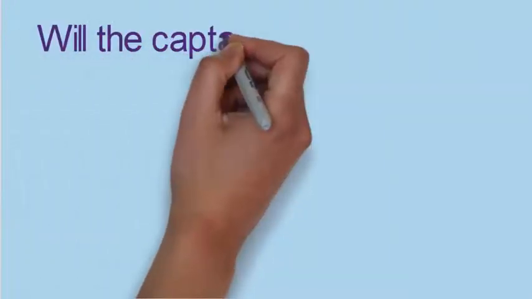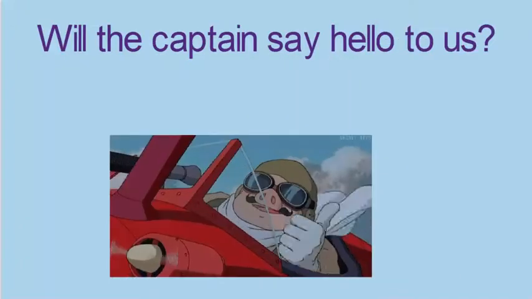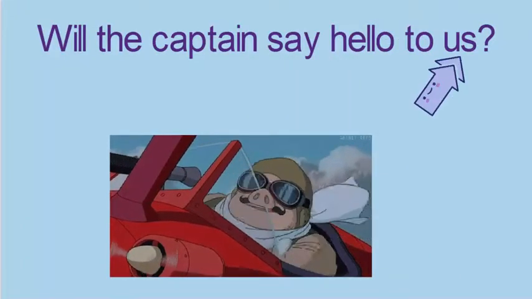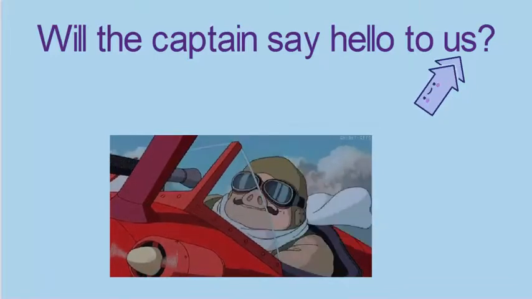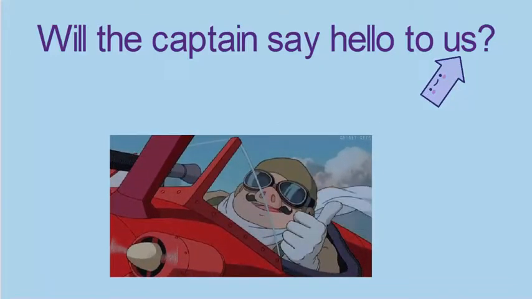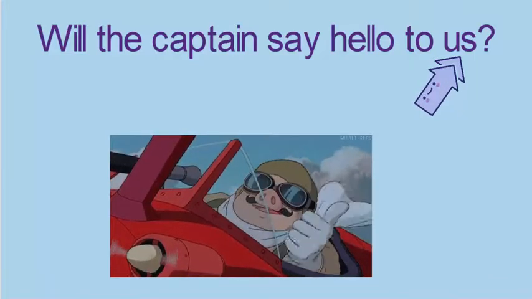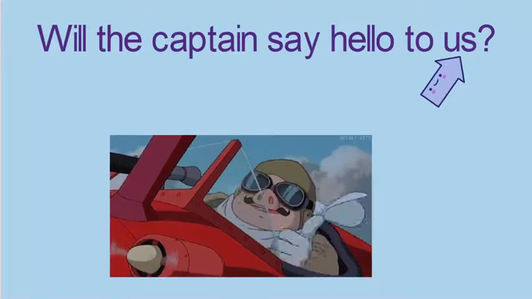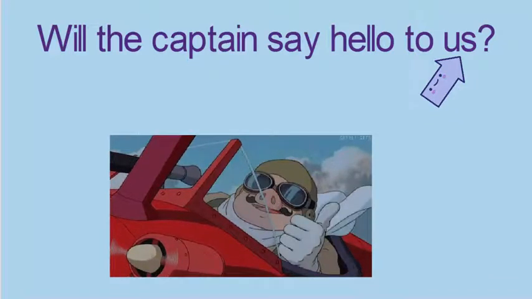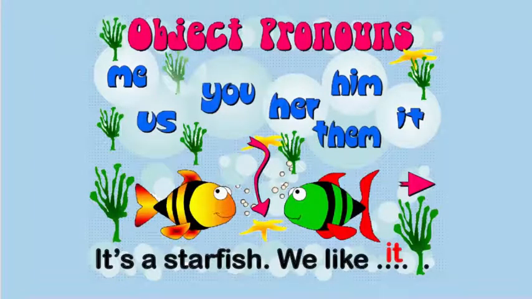Let's look at an example. Will the captain say hello to us? So us here is the object. So this is why we call it the object pronoun, and we don't say we, we say us. Will the captain say hello to us? And that's the object pronoun because it's in the place of the object. If it's in the place of the object, it is called the object pronoun. And like we just said, the object pronouns are me, us, you, her, him, them, and it.